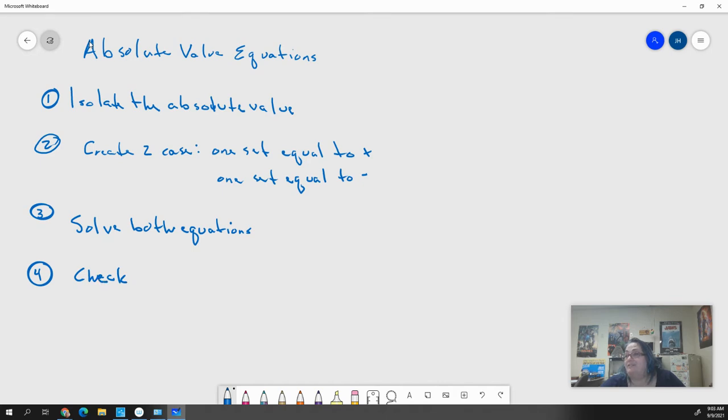Check for extraneous solutions. That is solutions that don't fit, right? It means plug them back in, your solutions that you get, plug them back in and check and see if they work.